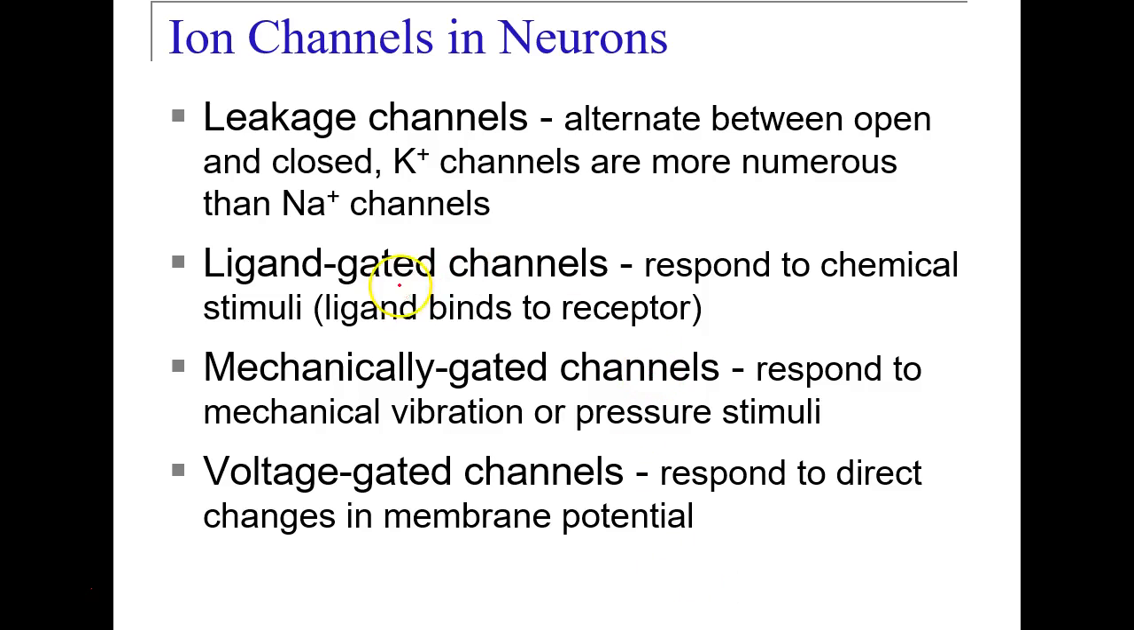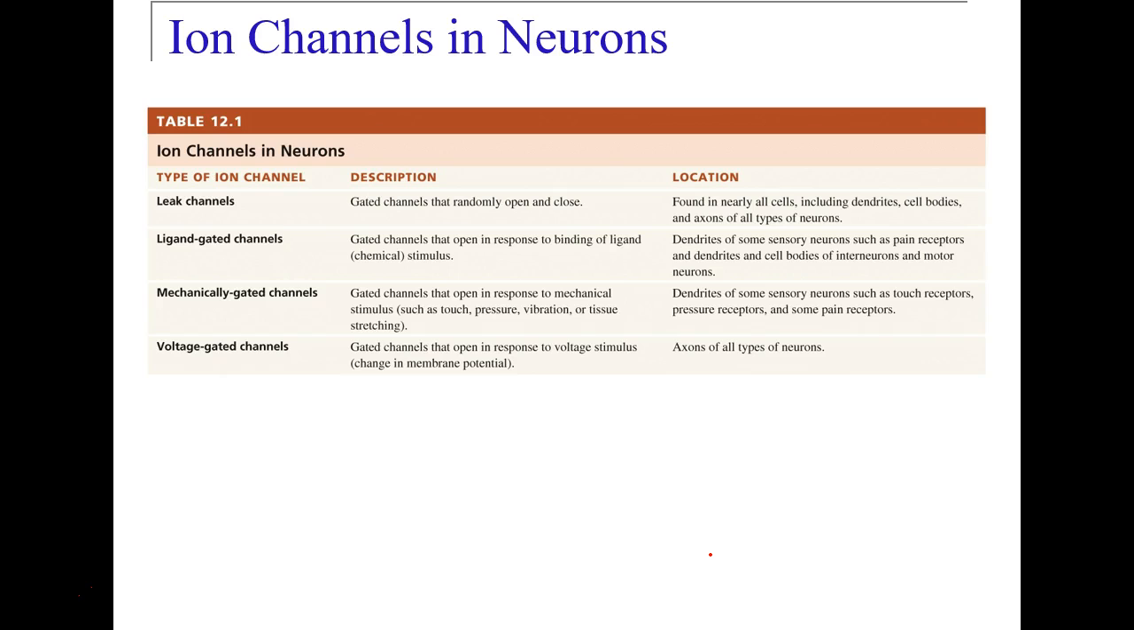We have a few channels that we'll see. So leakage channels. These are channels that stay open and allow potassium and sodium to move in and out of the cell. Ligand-gated channels. So we have to have a ligand or something that binds to the receptor to open that channel. Mechanically gated. We respond to a mechanical vibration or some sort of pressure to open the channel. Voltage gated, so a direct change in the membrane potential will open these channels. Here's another table for explanation.